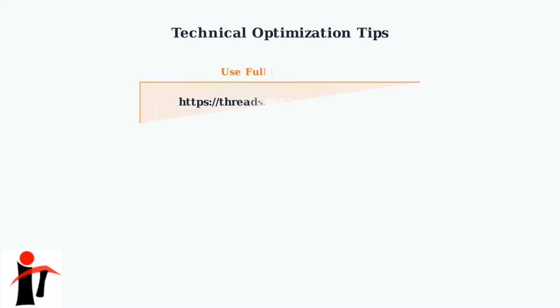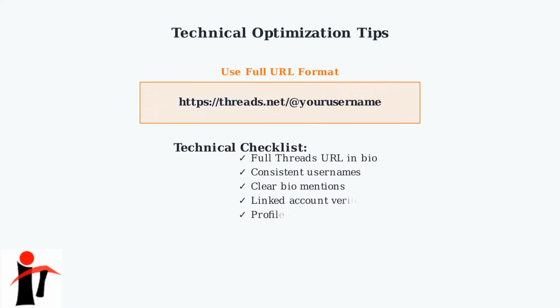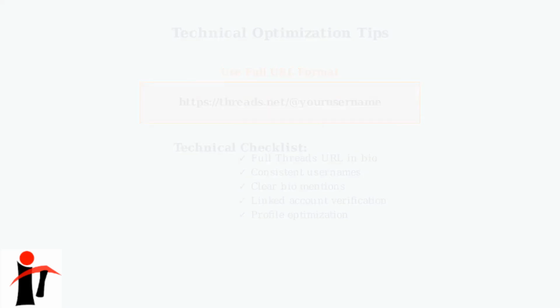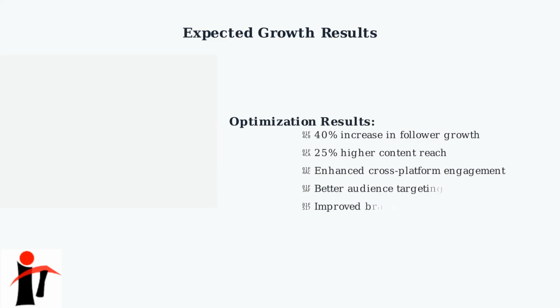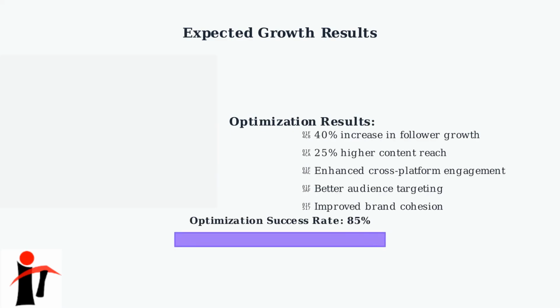Technical optimization ensures maximum compatibility and discoverability. Always use the full Threads URL format in your Instagram bio, keep mentions concise and clear, and maintain consistent usernames across both platforms. When implemented correctly, these optimization strategies deliver measurable results. Users typically see a 40% increase in follower growth rate, 25% higher reach for cross-promoted content, and significantly improved engagement across both platforms.